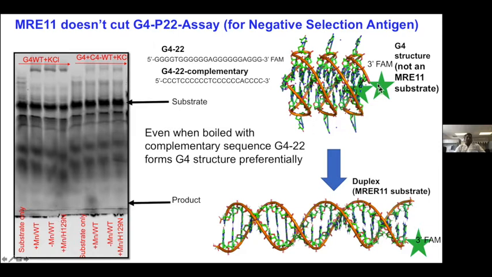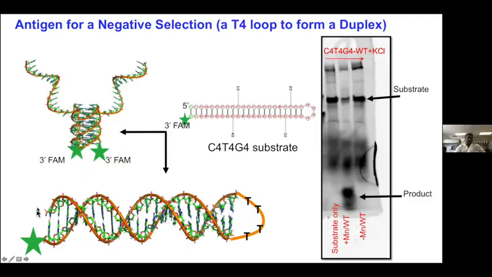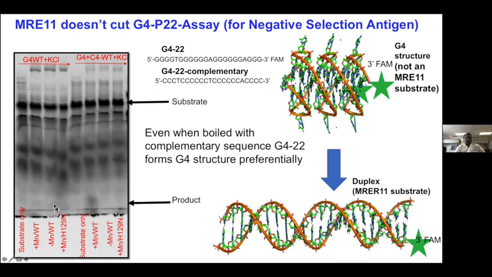So what we are seeing is if MRE11 is active on this substrate, it should cut the tag on the 3' end, and you should get a product somewhere here. But for just the G4 by itself, when you don't have a complementary sequence, I don't get any product. That means MRE11 can't cut this substrate, so G4 is not a good substrate for MRE11. But if I incubate G4 with complementary sequence in excess, boil it and cool it down, I do get a little bit of product, but mostly MRE11 doesn't cut it, which tells me that the duplex formation in this assay is not feasible.